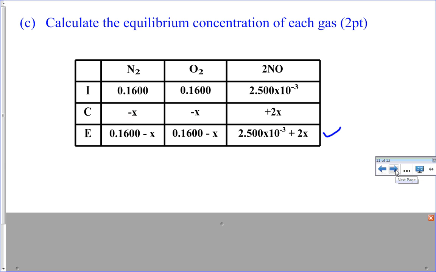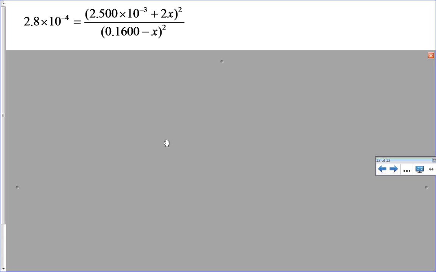And now I just need to plug it into the equation. So the K is exactly the same, right? I have not changed K because I didn't change the temperature.